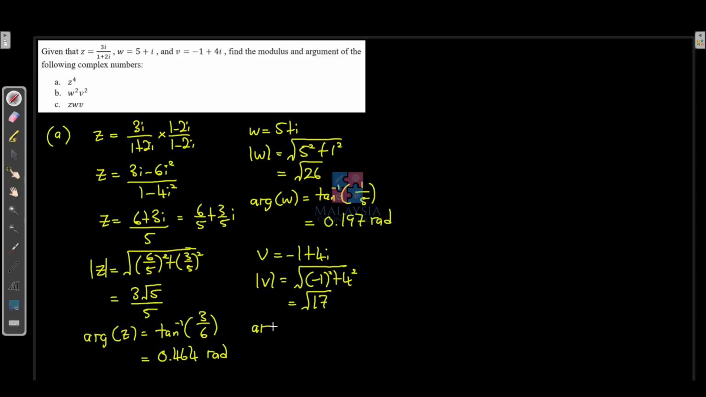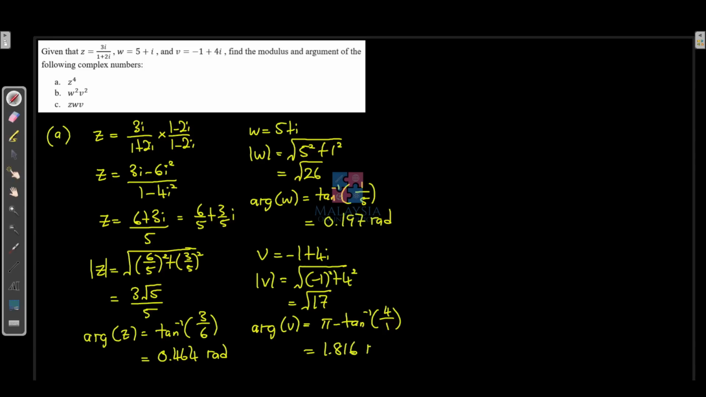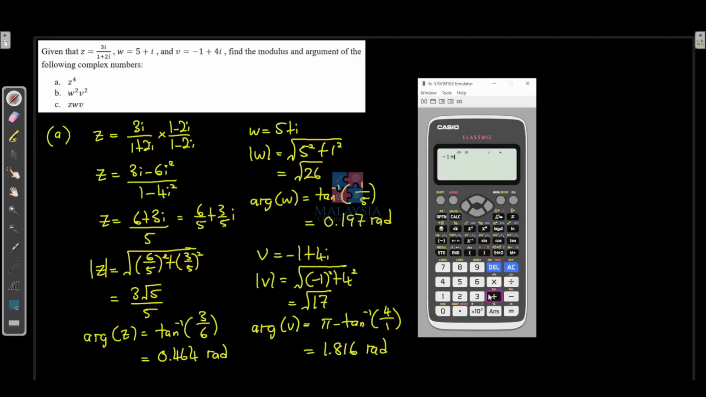So this is square root 17. And for the argument, remember, the formula for the second quadrant is pi minus tan inverse of 4 over 1. So what is this? Pi minus tan inverse of 4, we get 1.816 radian. And as usual, let's check. Negative 1 plus 4i, we get square root 17, 1.816 radian.